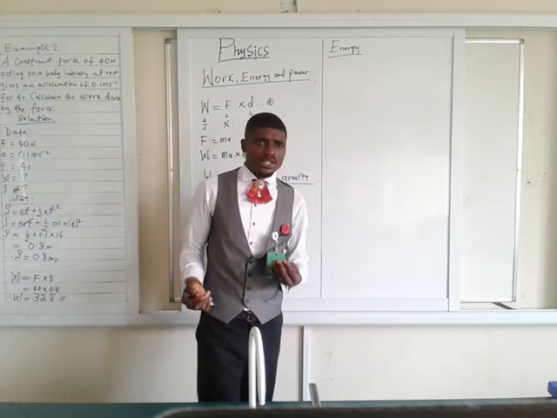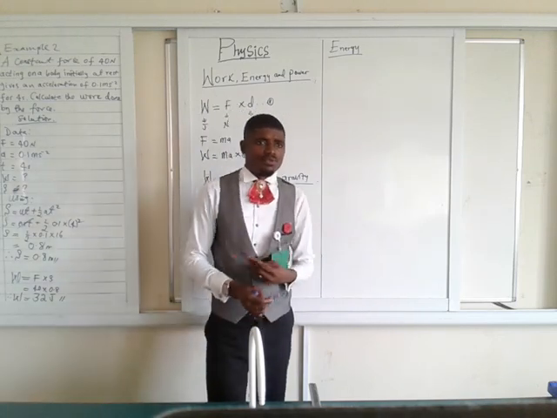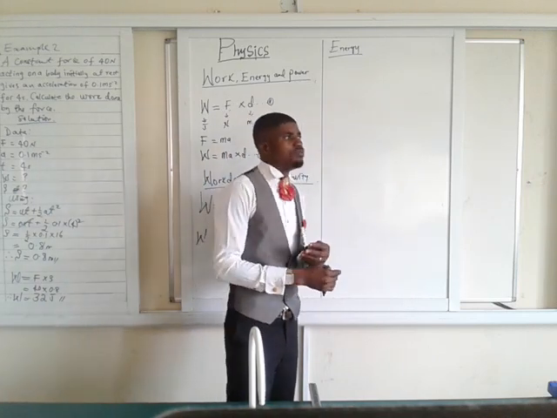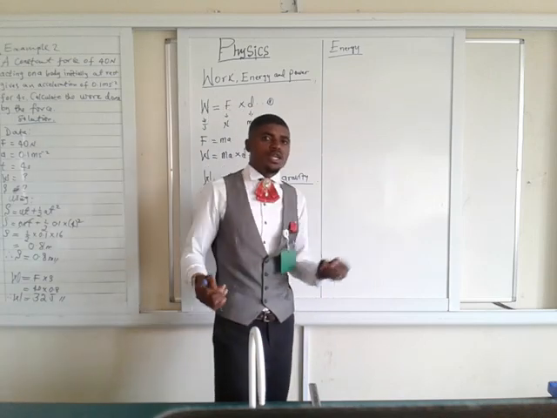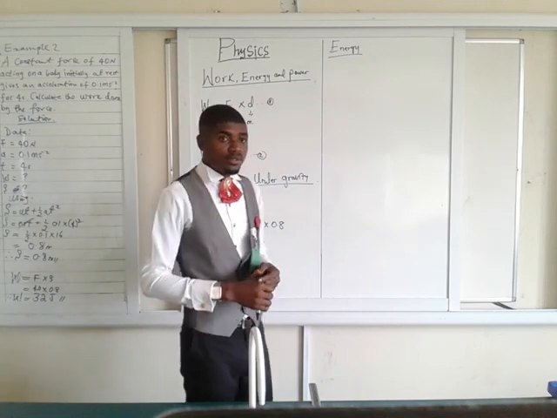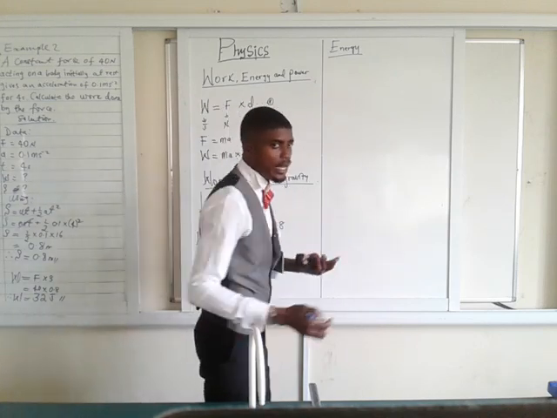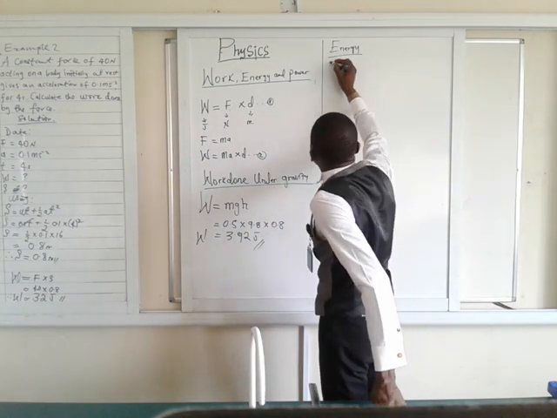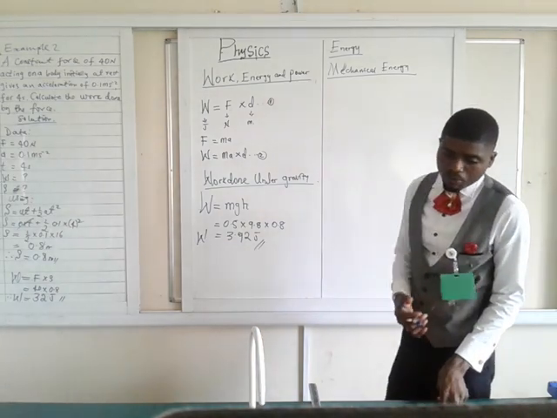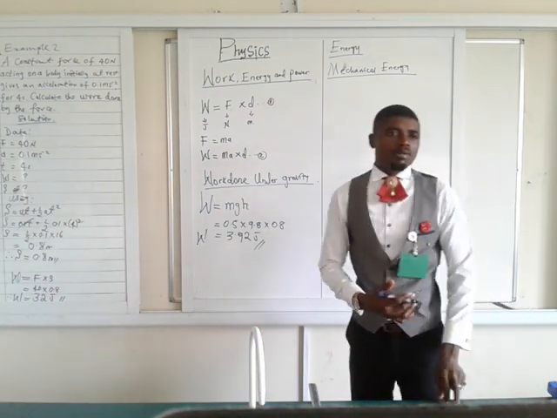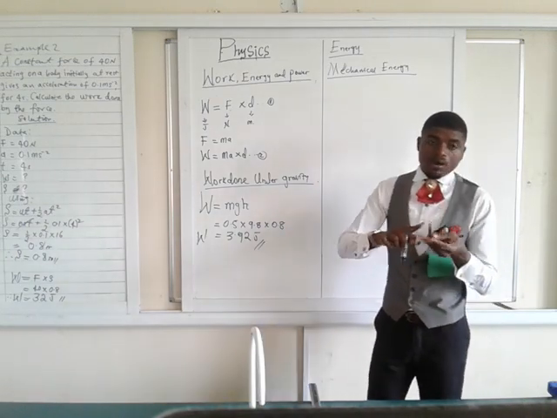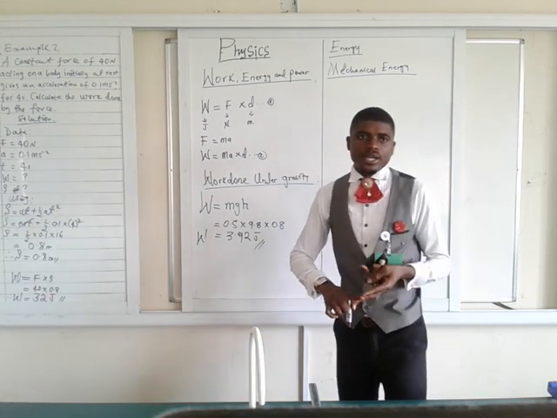Now let's look at forms of energy. There are various forms of energy. You have light energy, electrical energy, you have sound energy, you have chemical energy, you have wind energy, and you also have mechanical energy, etc. And for the sake of this class, we shall be concentrating on mechanical energy. What do you mean by mechanical energy? In physics, when we are talking about mechanical energy, we are simply referring to two forms of energy, namely potential energy and kinetic energy.